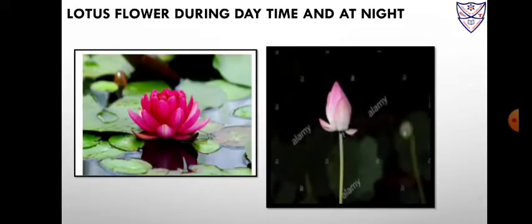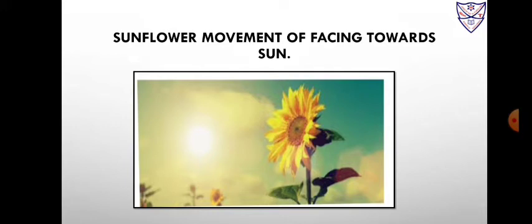Now let us see how plants feel changes. The lotus flower: during the daytime, the lotus flower blooms, but at night it closes itself. So this is how the lotus plant shows movement and change. The sunflower: throughout the full day, it shows movement and feels changes. It faces towards the sun. Wherever the sun's direction is, the sunflower faces itself towards the sun.